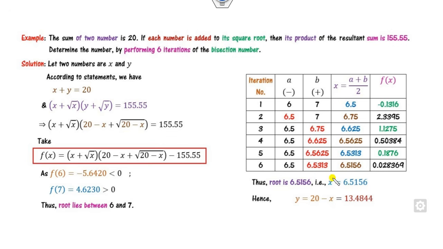Fine. So once you know this is the value of x, how can you find the value of y? I can substitute the value of x here. You will get y as this answer. So what are the two numbers? The two numbers are this, and these are my two answers.